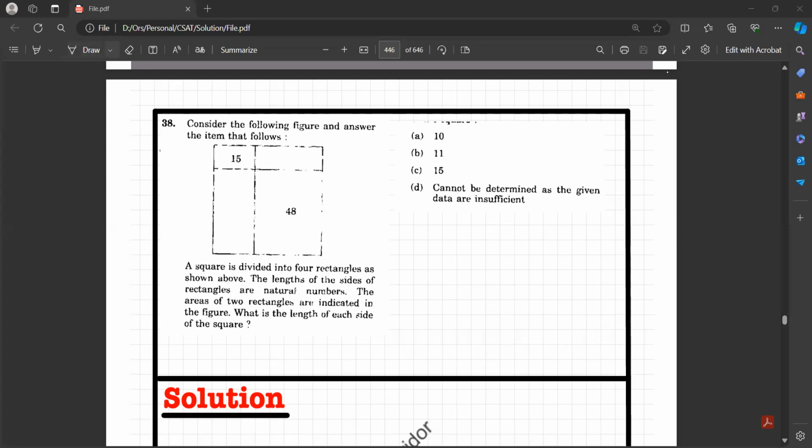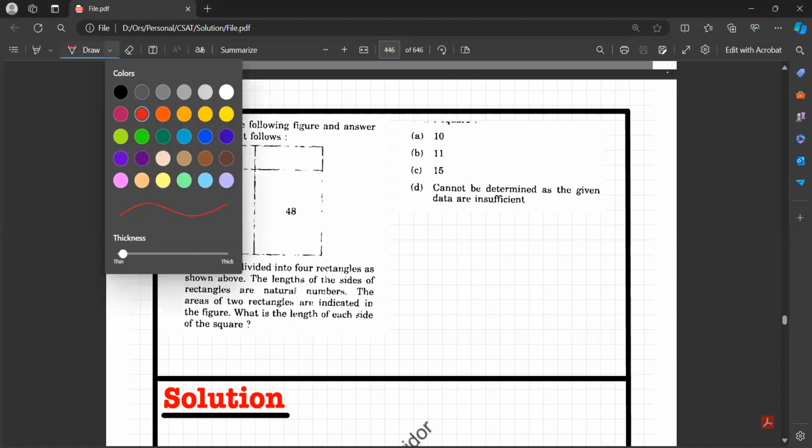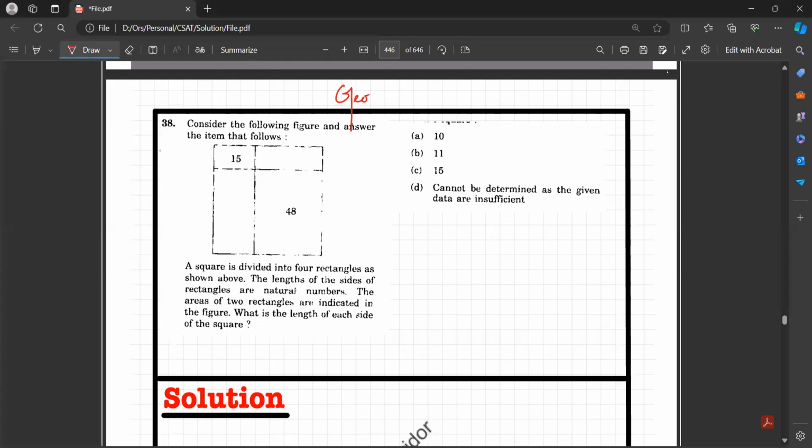We'll be beginning with a new topic today, and the topic is mensuration. We'll be including geometry, volume, surface area, everything. Got it? Let us begin with question number 1. We'll try to complete this whole topic in this one lecture itself.